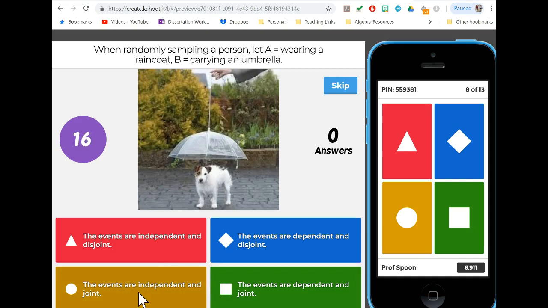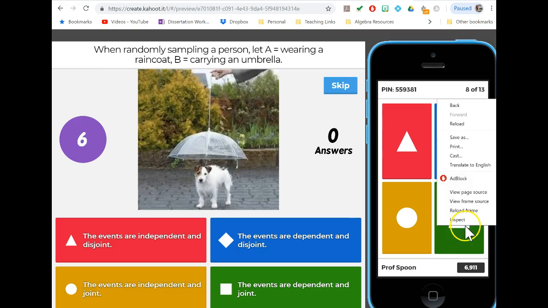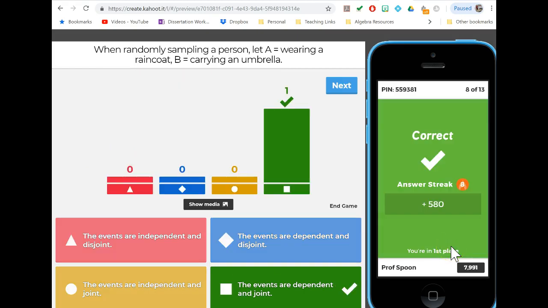My argument is yes. If it's raining, people are more likely to have a raincoat or an umbrella, and maybe even both, right? But there is that sort of lurking variable of the weather that would influence both of these things. Now, if you wrote me a good enough argument for why these two things would be independent, I might give you full credit on the exam for this.